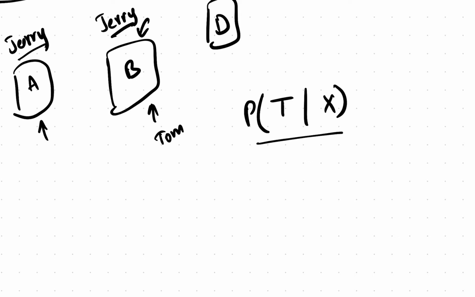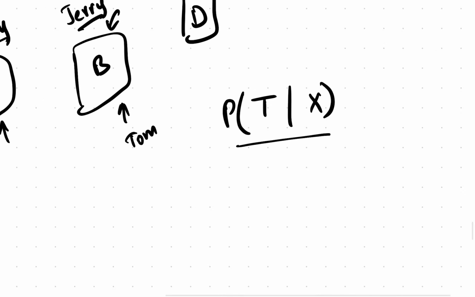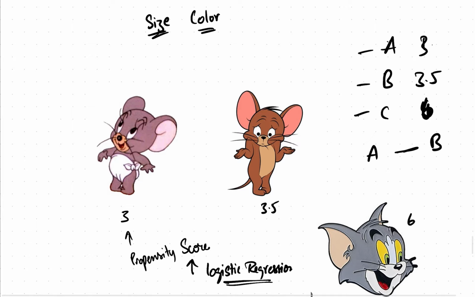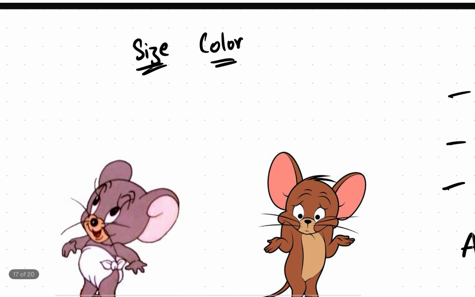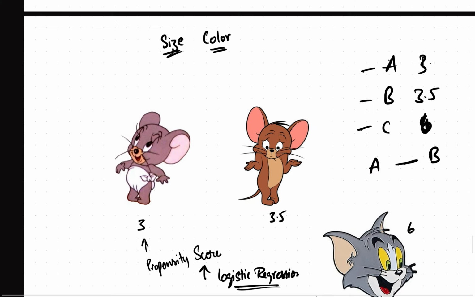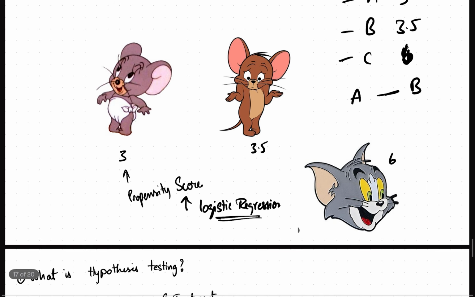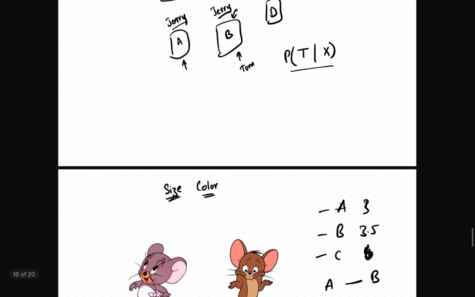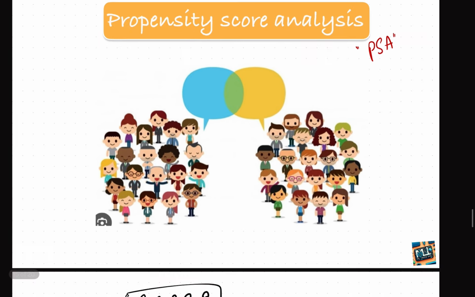I'll leave you guys with this idea and you can research it more. Based on these factors, like size and color, the probability says how likely this species belongs to this particular treatment. So this is an overview of what propensity score analysis is, which is very vital.